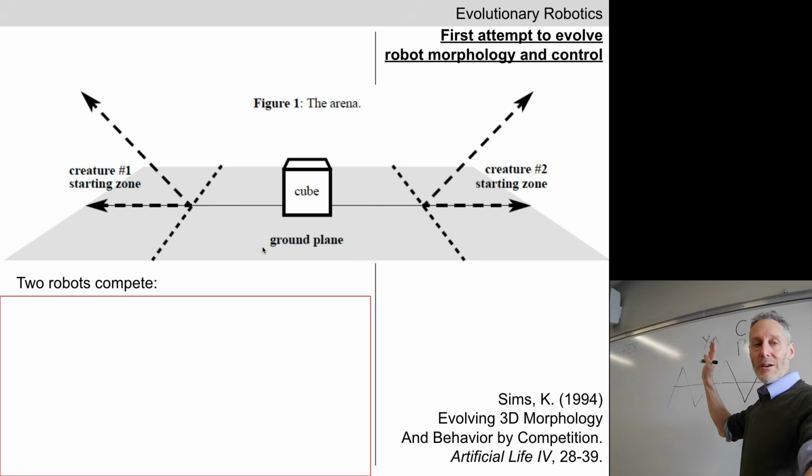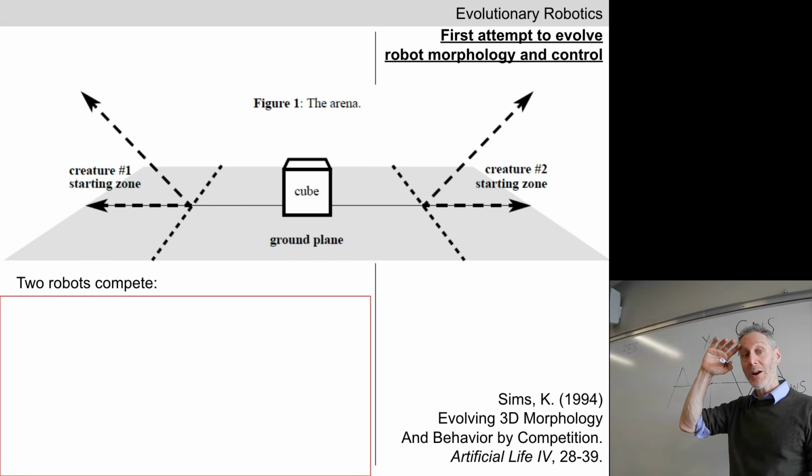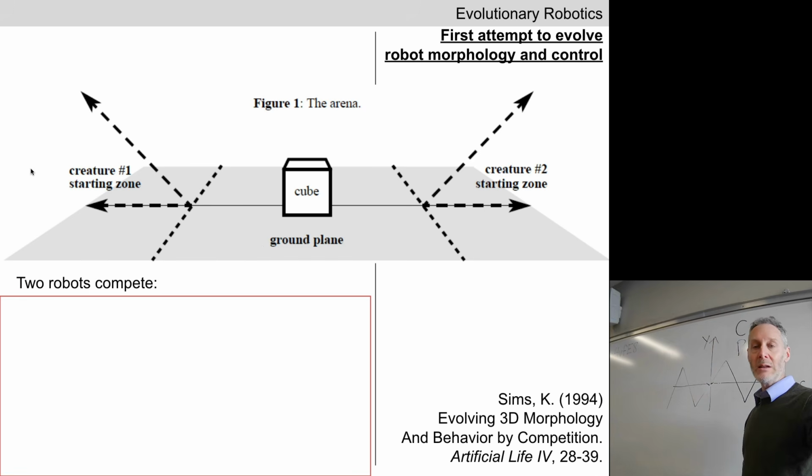You saw the creatures competing over the cube. We take one creature out of the population, put it in its starting zone, put creature 2 in its starting zone, and let them compete. How do we compute the fitness for creature 1? I kind of mentioned it in passing while we were watching the video.